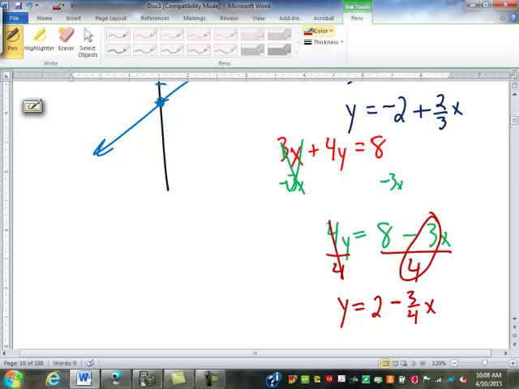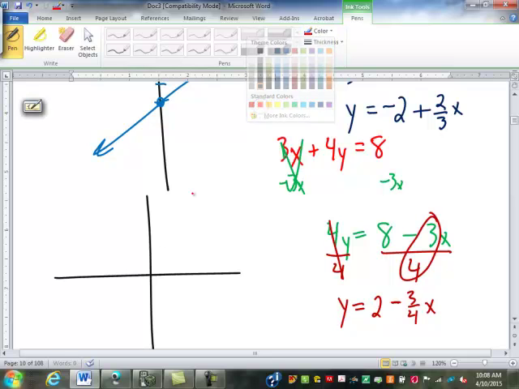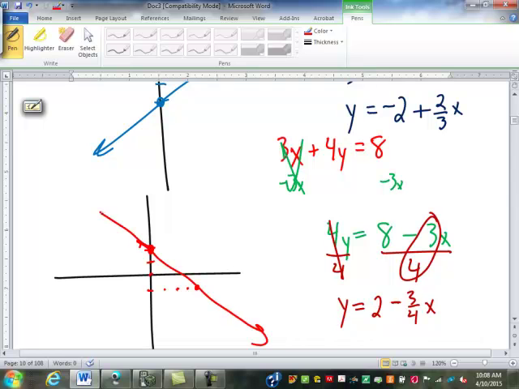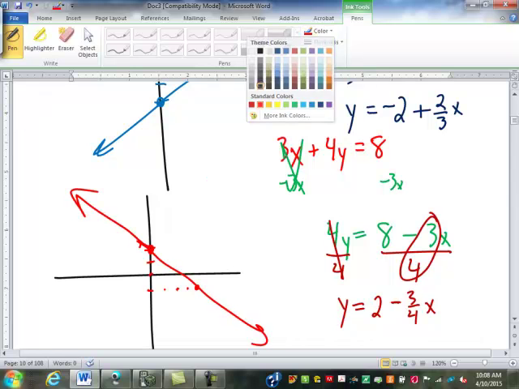So now that one's going to start at what? Positive 2. And from there it's going to go down 3 over 4. Questions?